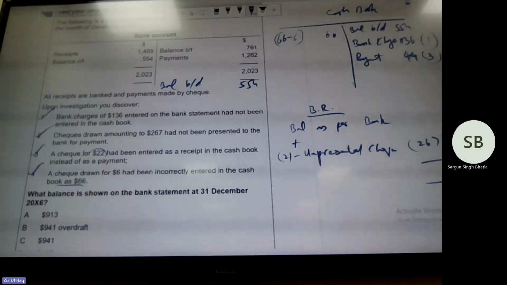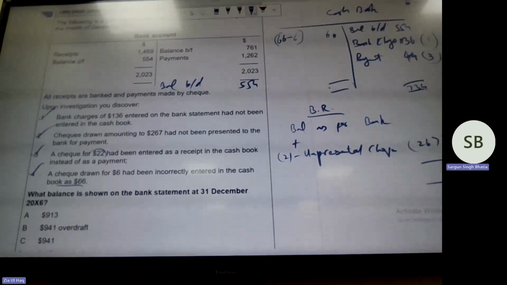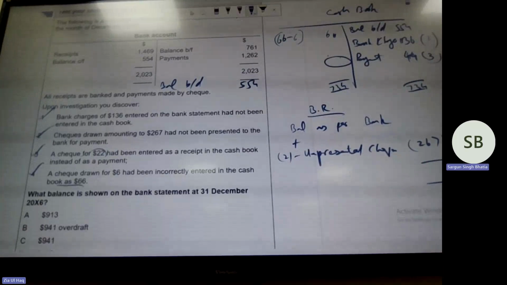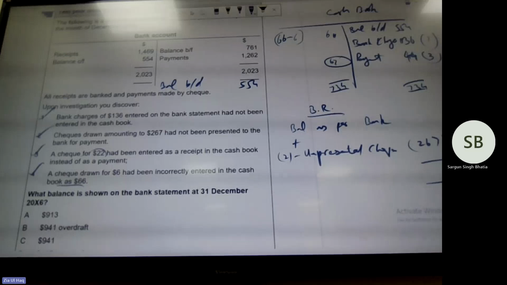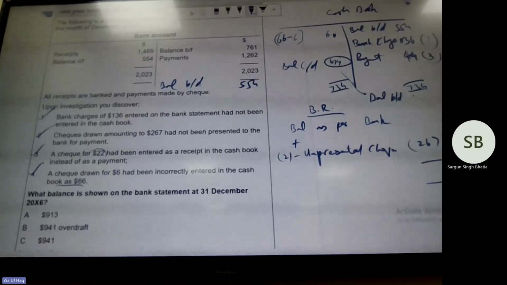Now we need to check the balance of the cash book. What's the total? 734. Here is a balancing figure, 734. And that is 674. 674 is the balance carried down, and this will come here as balance brought down.